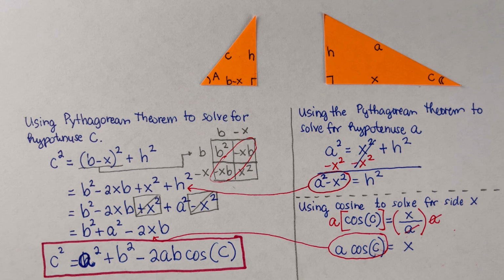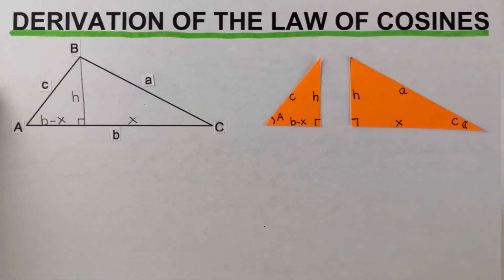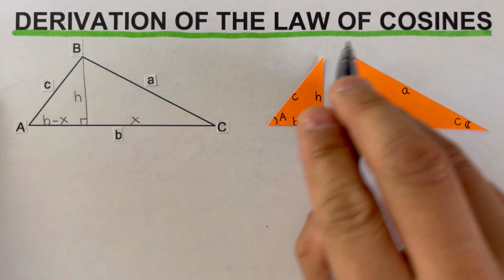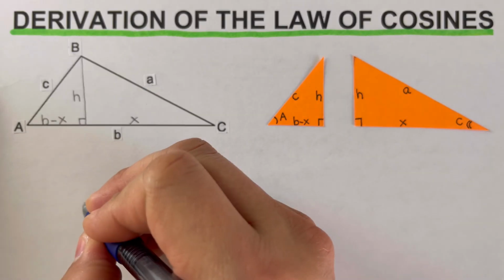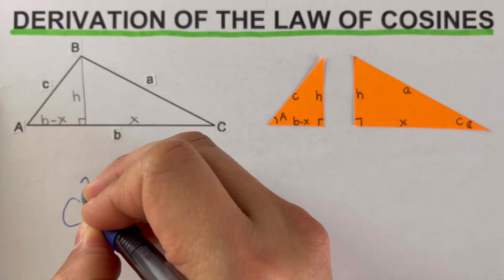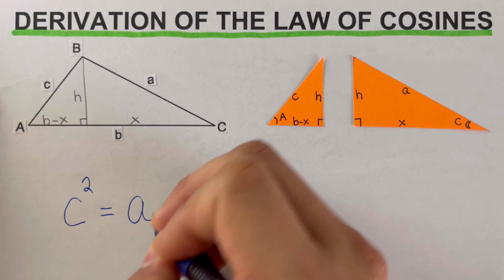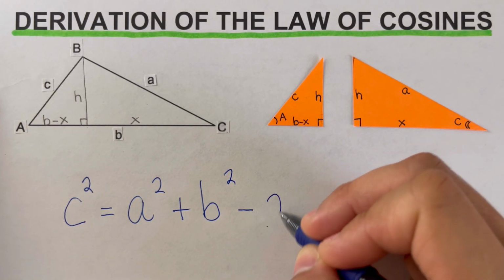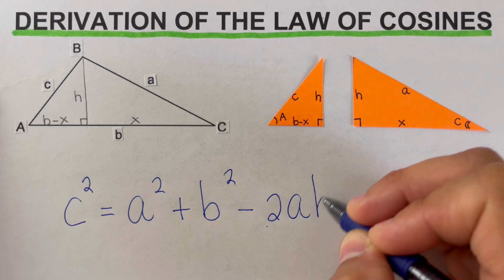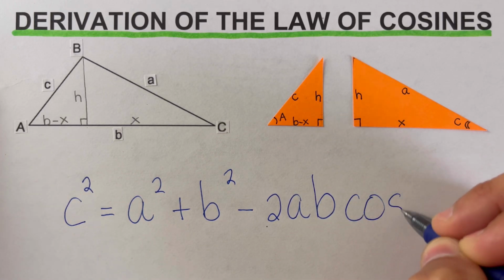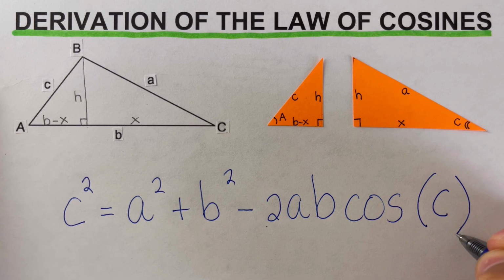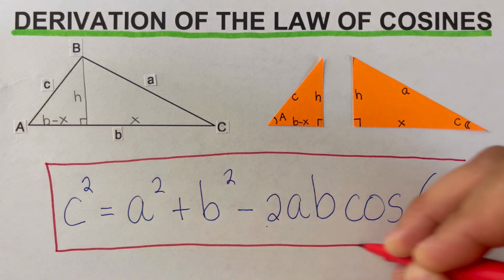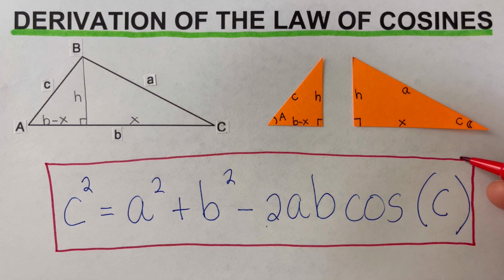Going back to the previous slide, we can therefore say that the formula for the cosine law, or the law of cosines, would be c squared is equal to a squared plus b squared minus 2ab cosine of angle C. Again, this is the formula for the law of cosines or the cosine law.